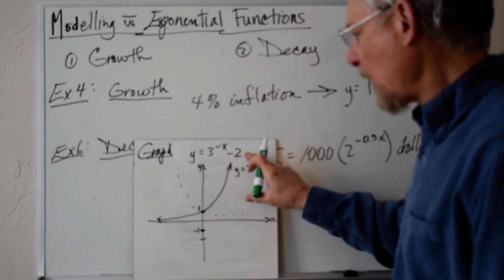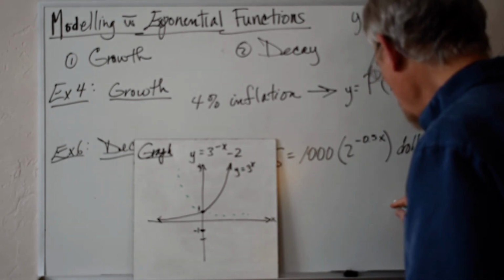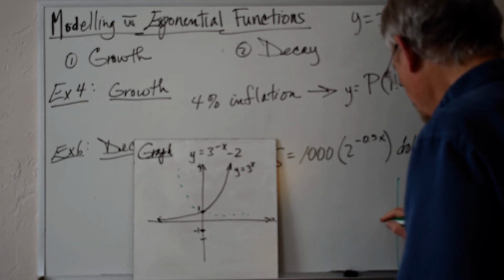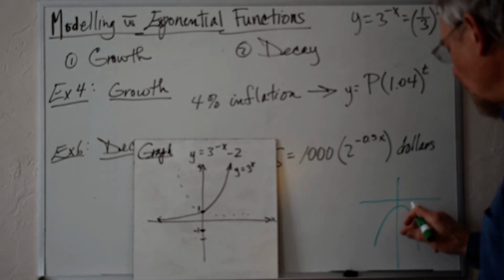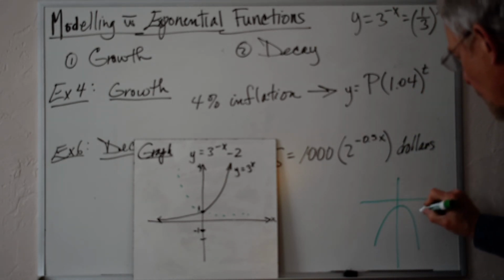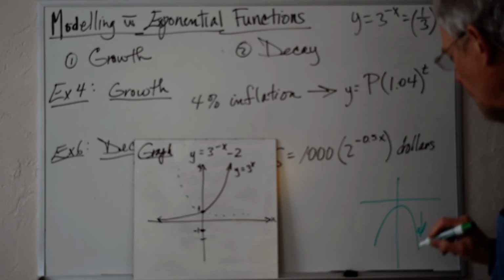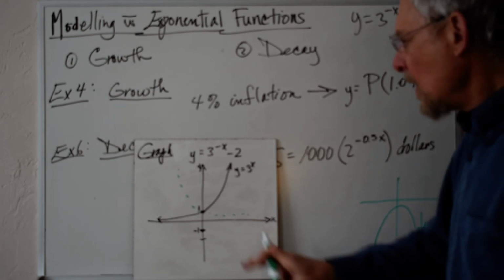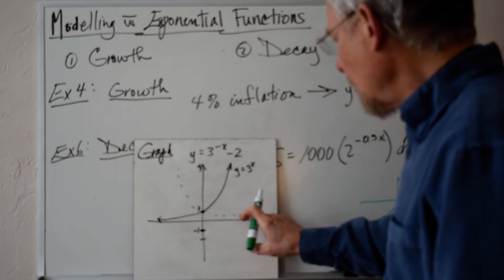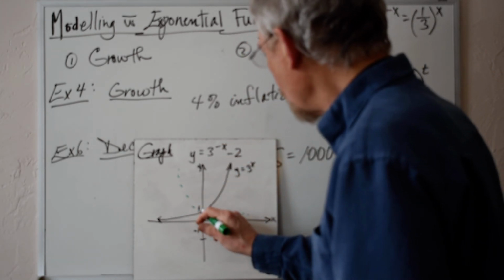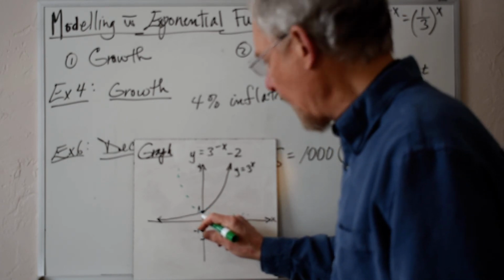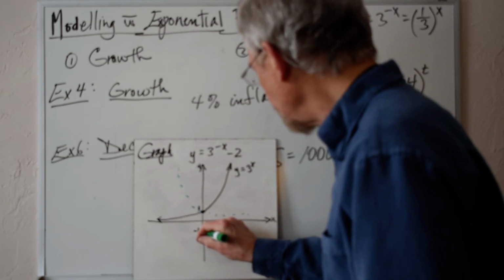But we're also subtracting 2. But we know that for any function such as this parabola, if you subtract 2, it moves down 2 places. So the green dotted curve here has to shift down 2 places. So instead of going through positive 1 on the y-axis, it's going to go through negative 1.